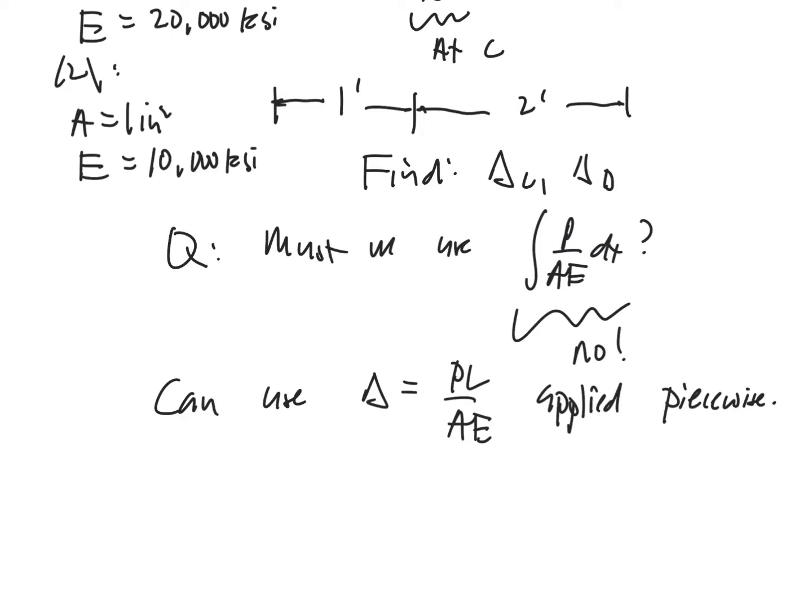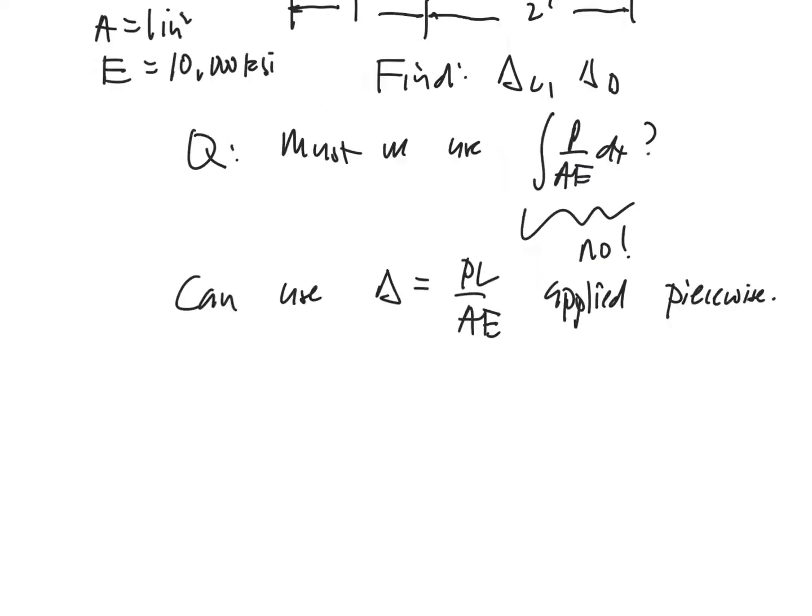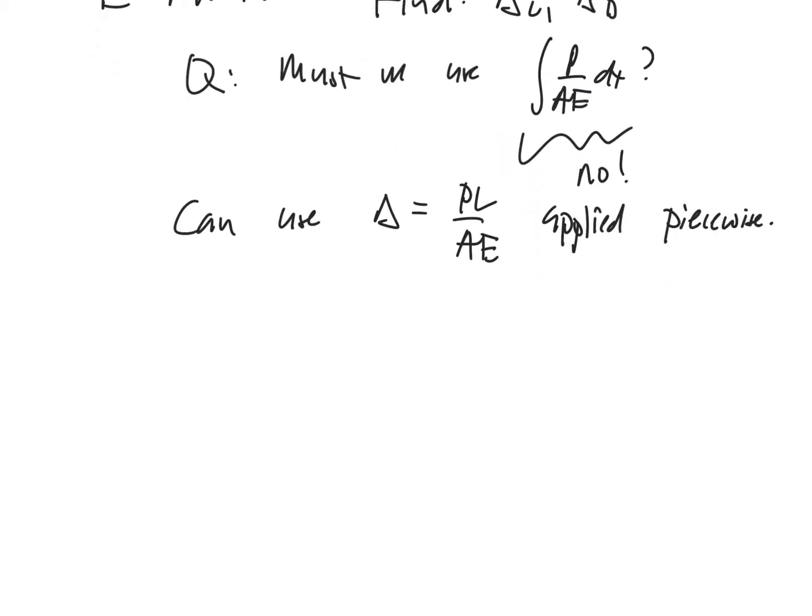So the delta really means bar stretch. The delta means the total stretch of the bar between 2 points. And so we just have to keep that into account. But you don't have to officially integrate. You can still use PL over AE, but you just do that for each one of your particular segments. Now, I'm going to give you a hint when you confront a problem like this. And the hint is basically to move from the fixed point out.